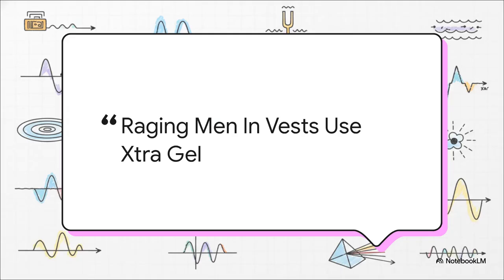Now, I know that's a lot to remember, but don't worry, there's a classic, slightly silly way to remember the order. Just think of this phrase: raging men in vests use extra gel. Yeah, I know, but it works. Radio, microwaves, infrared, visible, ultraviolet, X-rays, gamma. Trust me, it'll stick in your head.